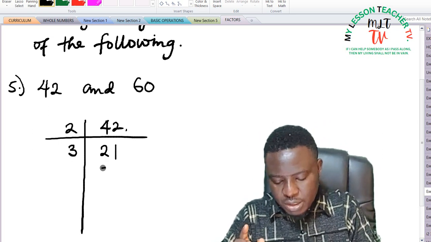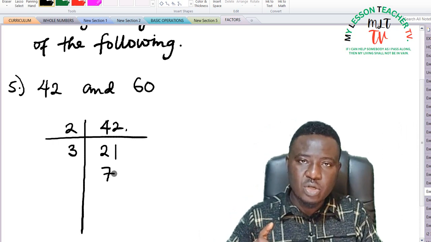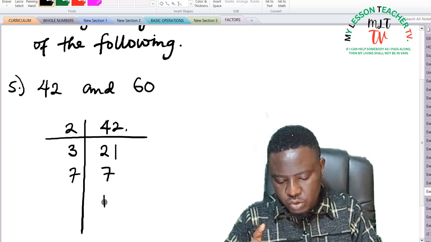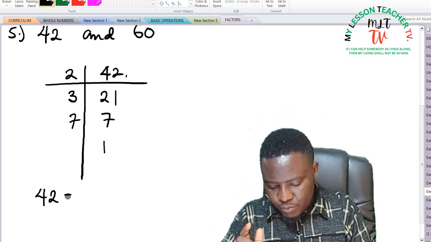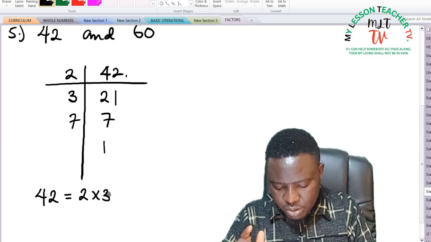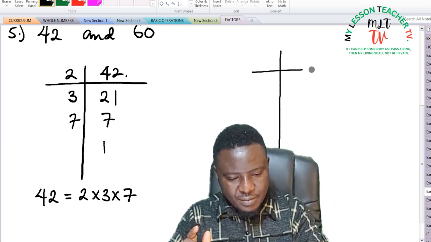3 into 21 is 7. At this point, 7 is no longer divisible by 3 because it is also a prime number. So 7 into itself is 1. And 42 can be expressed as the product of its prime factors to be 2 times 3 times 7. We'll do the same for 60.